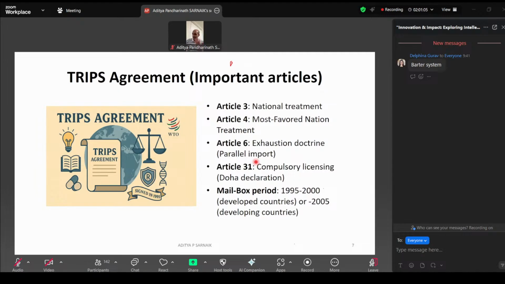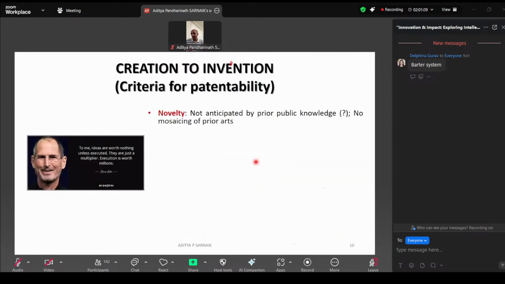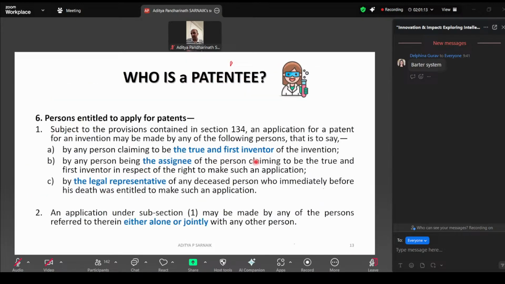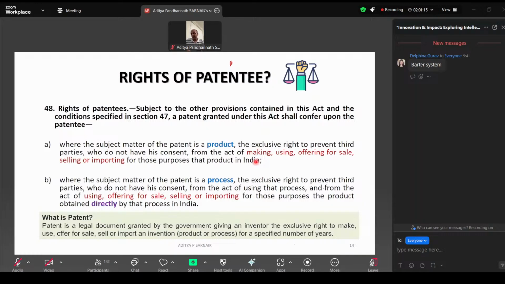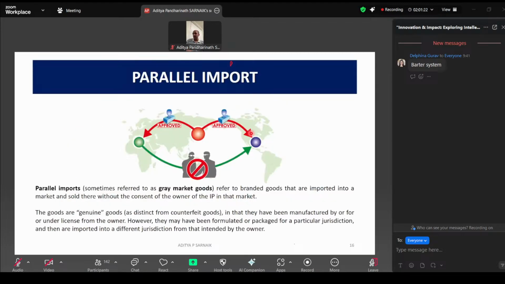Got it? So this is how things work. And that is why this particular section is very important. Okay, I'll not get into the Diamond versus Chakravarti case today because it is very complicated. So this is how the parallel import works. So these are the approved authorities to make the sale. And if somebody is doing it unauthorized, then it is called a parallel import and or gray market goods.